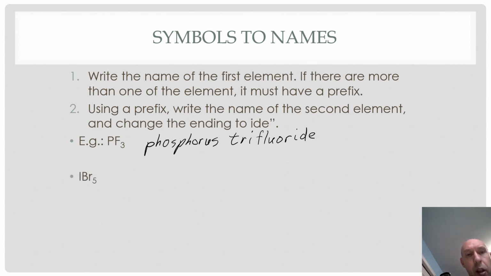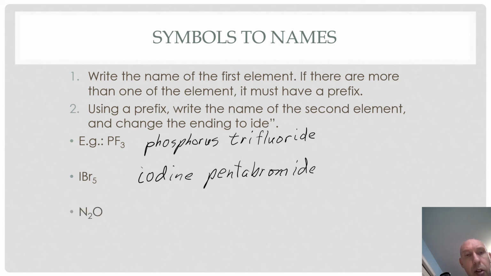Next example, IBr5. Again, for the first element, there's no subscript after it, so that means there's one of them. There's only one, so no prefix, which means it's iodine. There are 5 bromine, and 5 is penta. Bromine, and remember the INE changes to IDE, so iodine pentabromide.